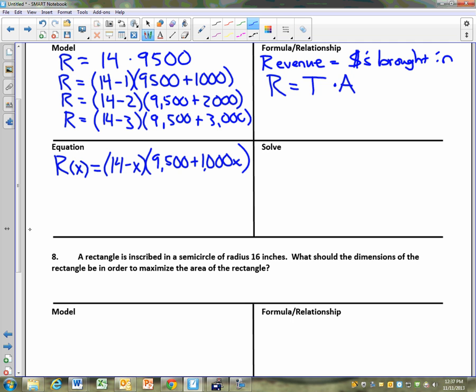So let's FOIL this out. R of X is equal to, when I multiply this out, I get 14 times 9,500. Now, because I've done this problem already today, I do happen to know that's 133,000.